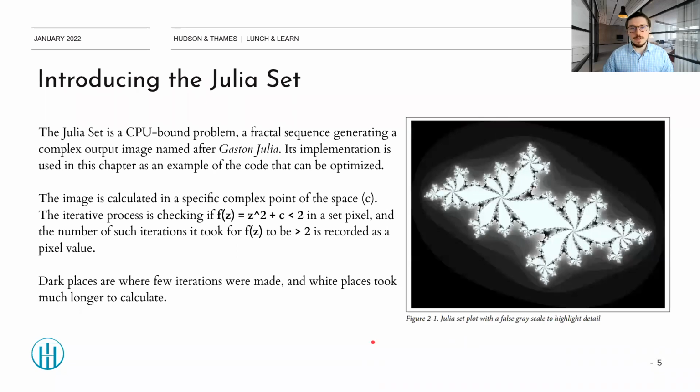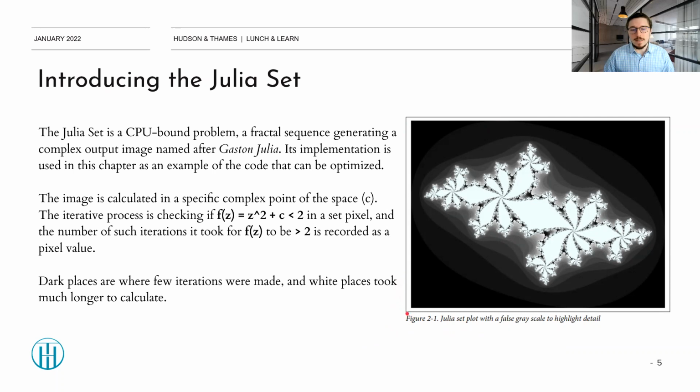All right, so the Julia set. The authors used this problem to explain the concepts in the chapter, and I just decided to share this with you because it's a rather interesting problem. It's a CPU-bound problem for generating a fractal sequence, a complex output image, and it's named after Gaston Julia. This is an example of an imagery output that you might see.